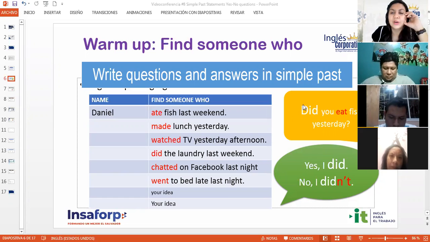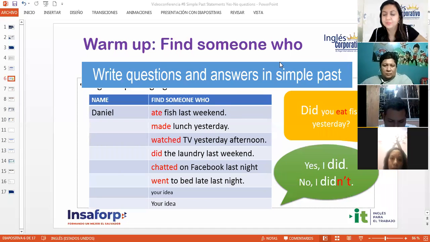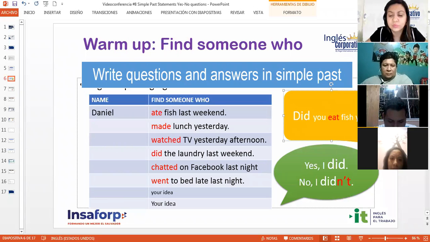So, this is an example of a question you are going to create. So right now I'm gonna give you time to write the questions, okay? This is one of the first questions. Did you eat fish last weekend? Ay, es que ahí no lo cambié, perdón. Yesterday, ahí le voy a cambiar, it's last weekend. Did you eat fish last weekend?